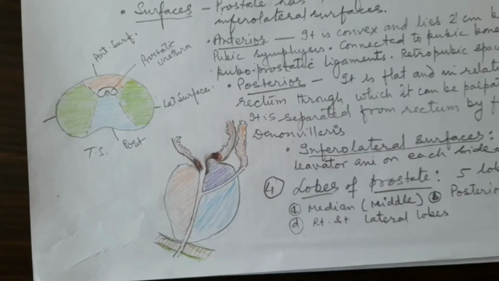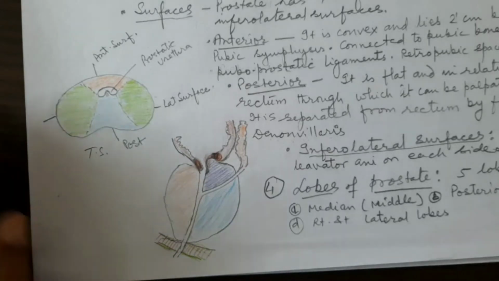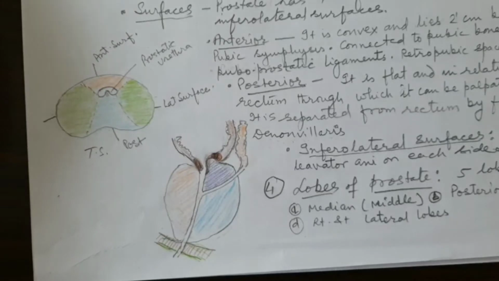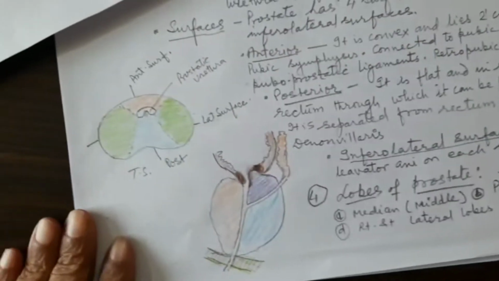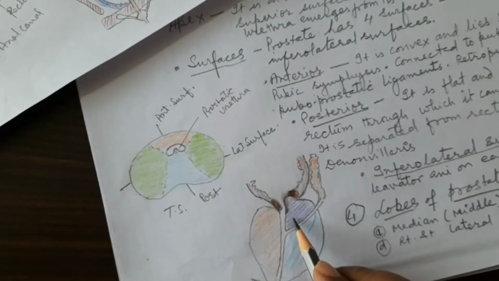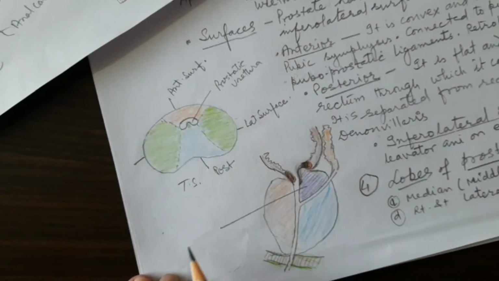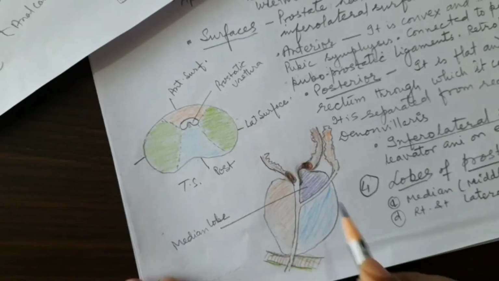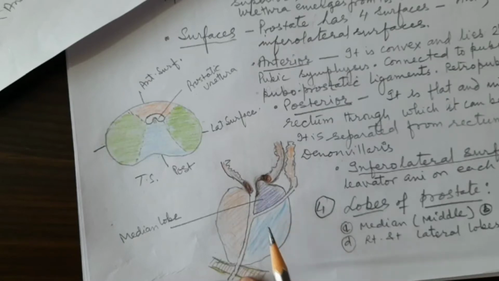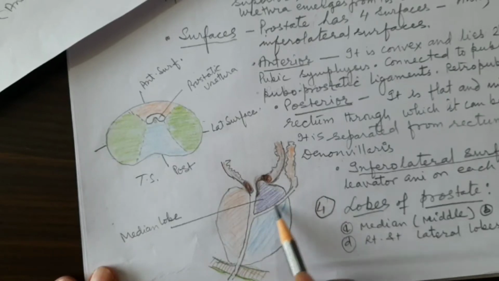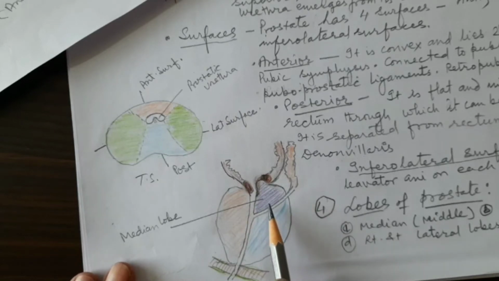Now we come to the next point, that is the fourth point of the question, lobes of the prostate. There are 5 lobes of the prostate, and which are those lobes? Number 1 is the median lobe, I will give it as A. This is the median lobe of the prostate, in the violet color. This median lobe of the prostate is lying in front of the ejaculatory duct. So this is the median lobe, or sometimes called the middle lobe also.